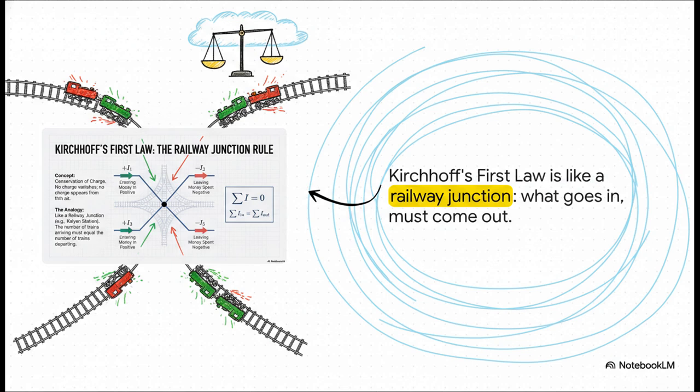And this analogy right here is just perfect. Think of any point where wires connect in a circuit, any junction, as a busy train station. The total amount of current flowing in has to equal the total current flowing out. It's that simple. Charge can't just appear out of nowhere or vanish into thin air. It's basically an accounting rule for electrons, and it's non-negotiable.